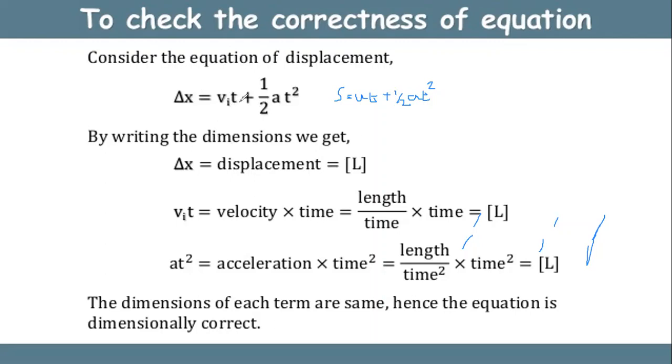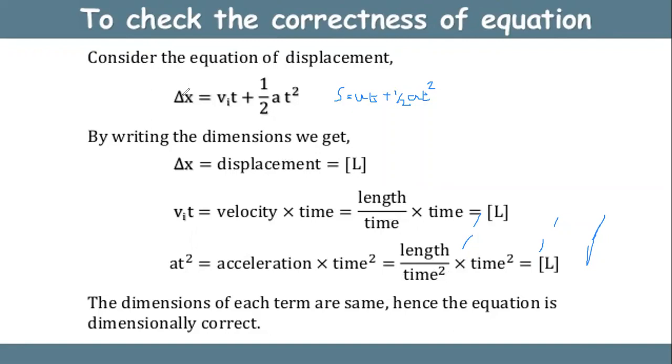v_i t, that is v_i is velocity. u is initial velocity; v_i is initial velocity only. Velocity into time, length by time into time. Velocity is nothing but what? Length by time, into time. Time and time will get cancelled, so you'll get the dimension for length. Acceleration, a is acceleration, t is time square. So acceleration is length by time square into time square. So time square and time square will get cancelled, so you are getting length.